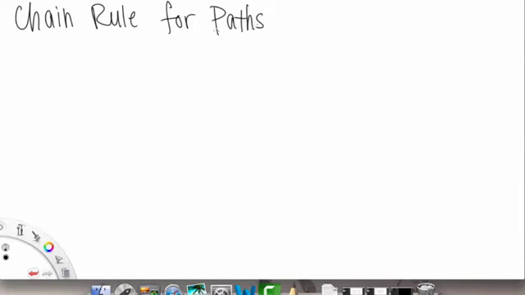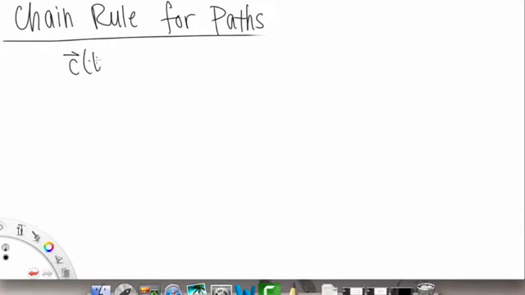Okay, so now that we've learned a little bit about the chain rule, we're going to build off of our knowledge, what we just learned, and apply it to something a little bit different. This is going to be called the chain rule for paths. So first of all, what is a path?